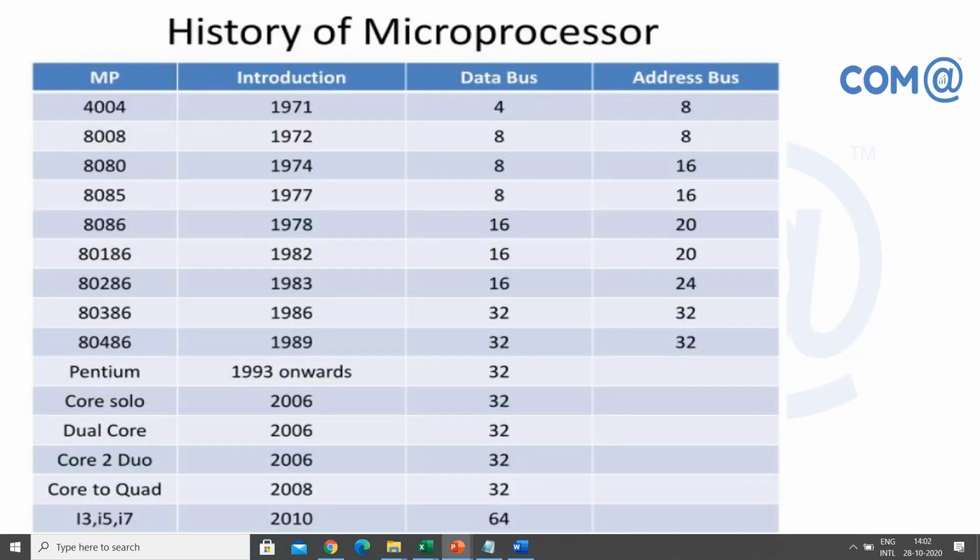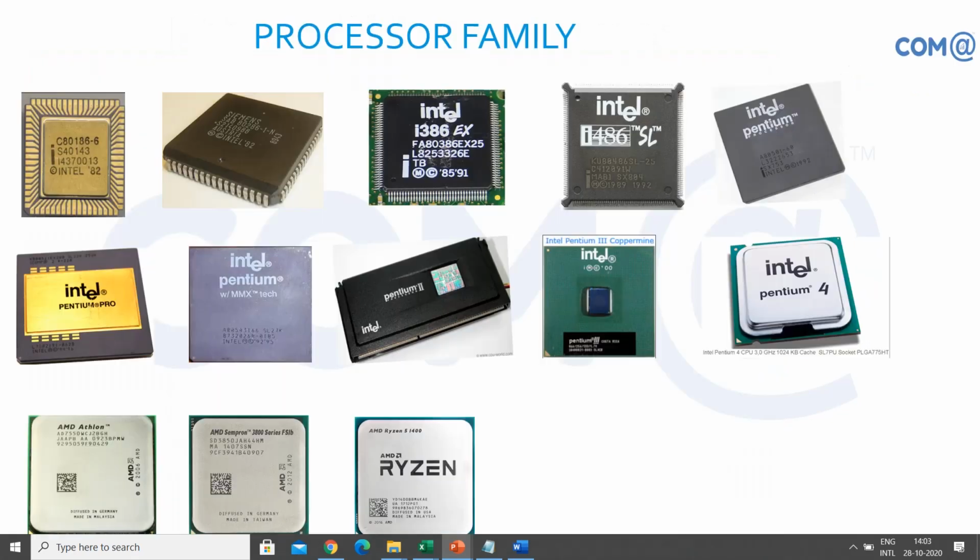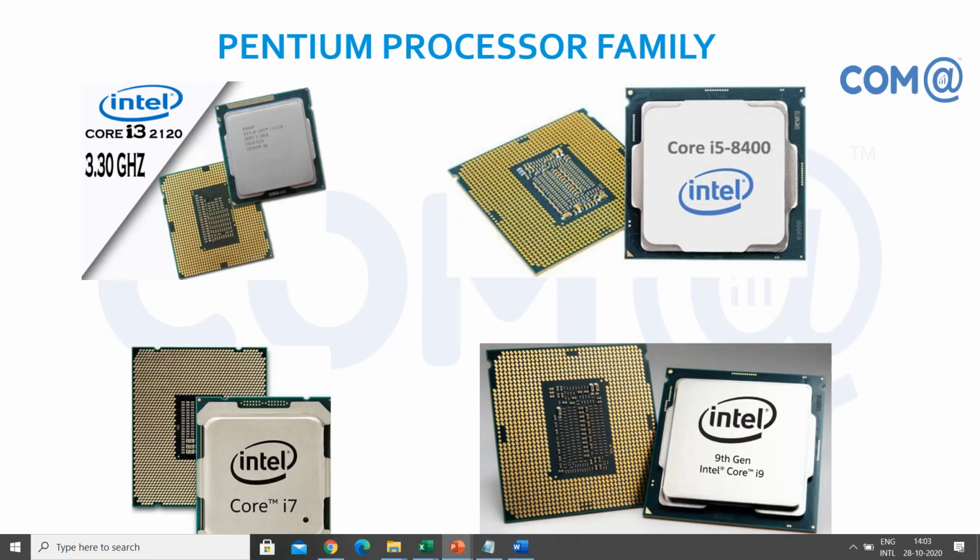Here is given a list of the history of microprocessors. You can see 8-bit, 16-bit, 32-bit, and 64-bit. These are all the processor families, starting from 8086 till AMD Radeon available in the market. For Intel, if you take the latest Core processors, i3, i5, i7, these are the latest processors available.